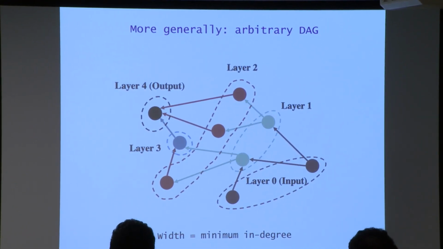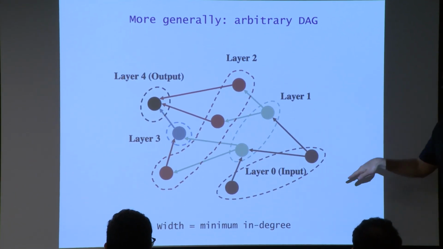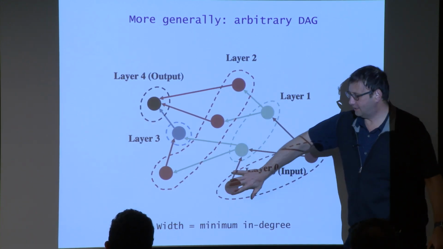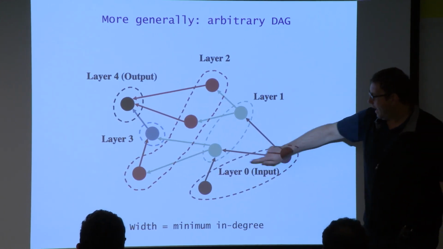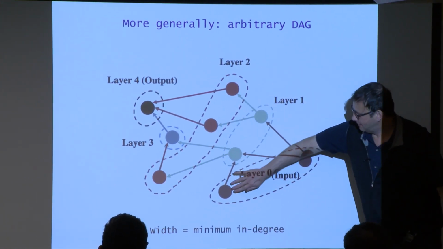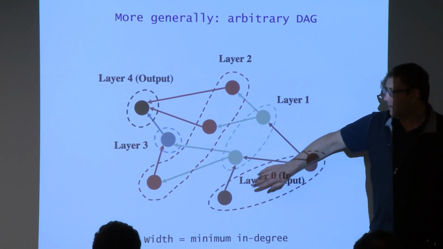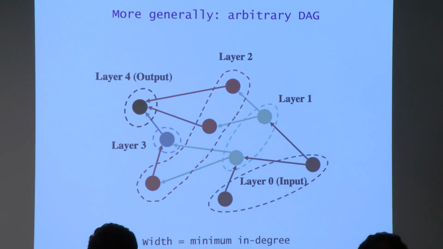And then it turns out that the correct definition of width for such a thing is the minimum in-degree. The input layer, of course, has 0 in-degree, and the in-degree of the first layer is given by the number of inputs. So you don't control those things, but you can control everything else. So the minimum in-degree outside of the zeroth and first layers is the correct notion of the width.